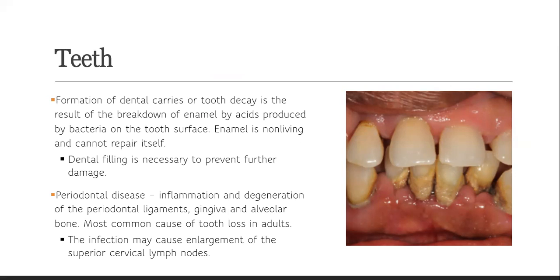So we also have periodontal disease. It is an inflammation and degeneration of the periodontal ligaments, gingiva, and alveolar bone. It is the most common cause of tooth loss in adults. The infection may cause enlargement of the superior cervical lymph nodes. Ito yung namamaga, yung gums. Kaya sobrang sakit niya and usually tinatanggal yung ngipin kasi namamaga na.